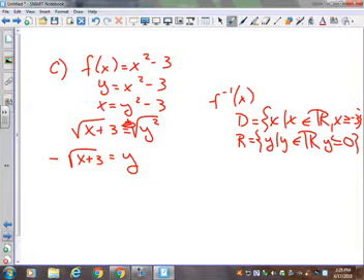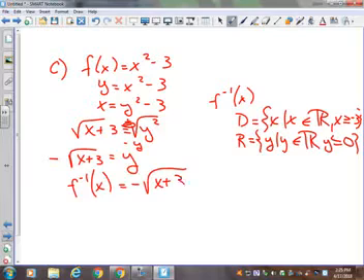That'd be like saying negative y, right? You can't use the plus and the minus. You can only use one of them. Otherwise, it won't be a function. That's why they restricted the domain. So my inverse function is negative square root of x plus 3.